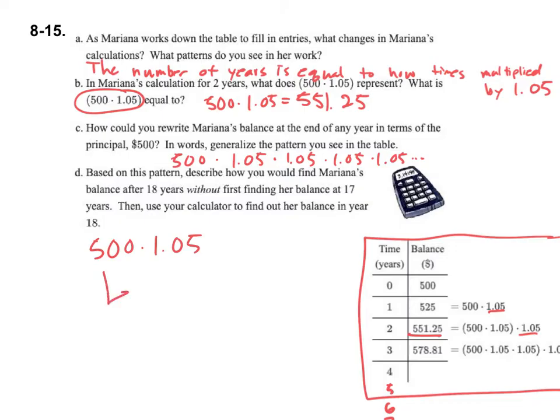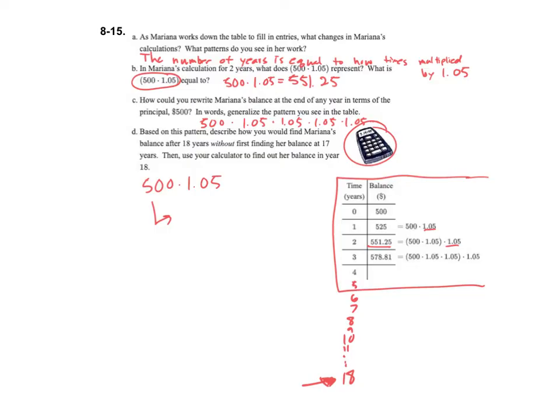So let's see what that would turn out to be on our calculator. When we plug that in, we say 500 times 1.05, and we're multiplying by 1.05 18 times. So I have to type in times 1.05 18 times. You should get the number of $1,203.31 if you round to cents.